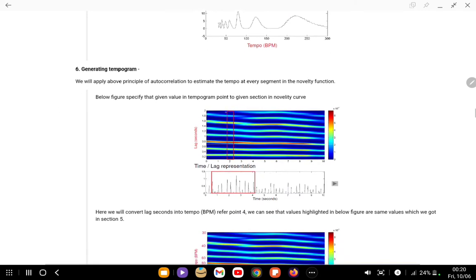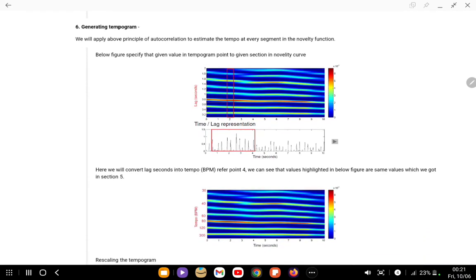So as you can see, this region symbolizes this region, and the other region, like if you take this region, it must symbolize this region, and similarly so on. So now what's the meaning of this colored graph?